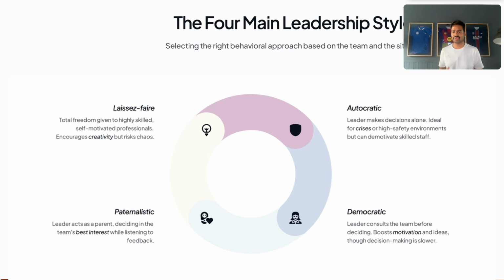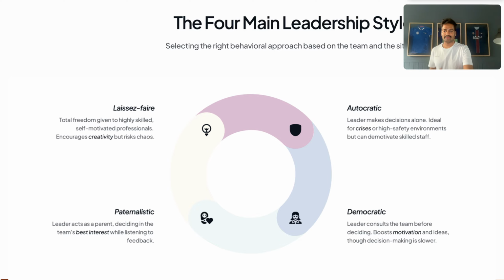And the fourth we have is paternalistic. The leader acts like a parent, making decisions for the good of the employees. It's not only about profit. It's not only about revenue. It's about what's good for the employees. They think they are in more of an advisory position. They know more about the company. They're more like a parent. It's caring but still top down. Think of a family run hotel where the owner knows everyone's name but still calls the shots.